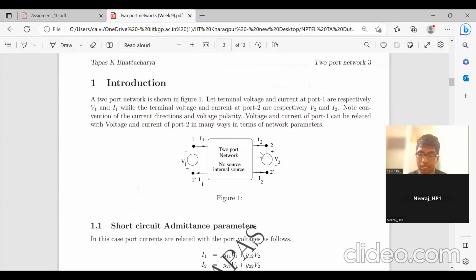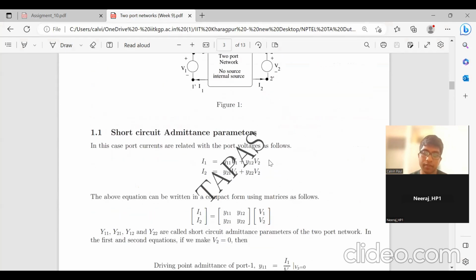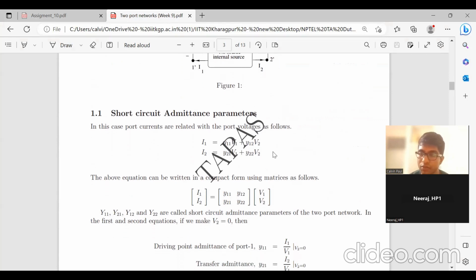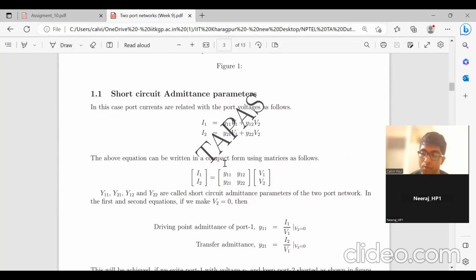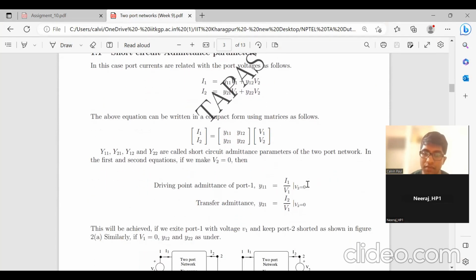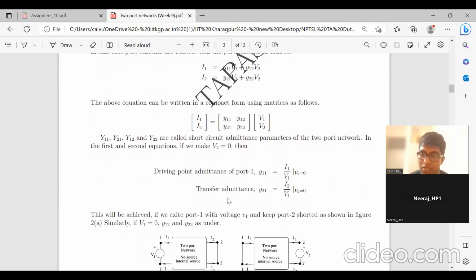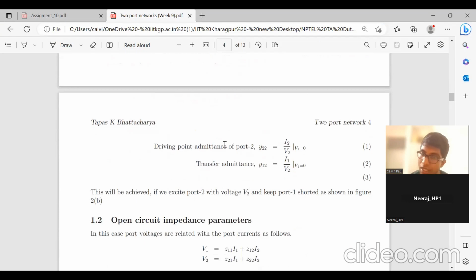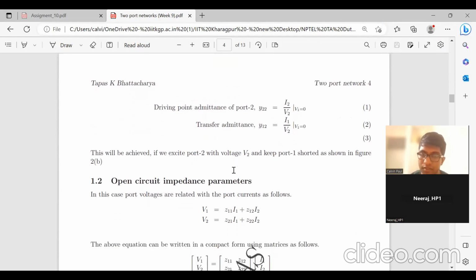There are two voltage sources at each of the terminals of the network, and the current polarity should be positive while the current is flowing into the network. So that we must always keep in mind. Then for admittance parameters, we represent the circuit as I1 equal to Y11 V1 plus Y12 V2, and I2 equal to Y21 V1 plus Y22 V2. Then we write it in a compact form using matrices like this. And then we found out the driving point admittance and transfer admittance. Okay, so any doubts still here?